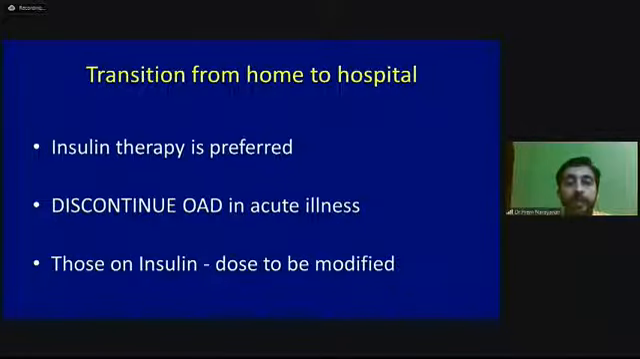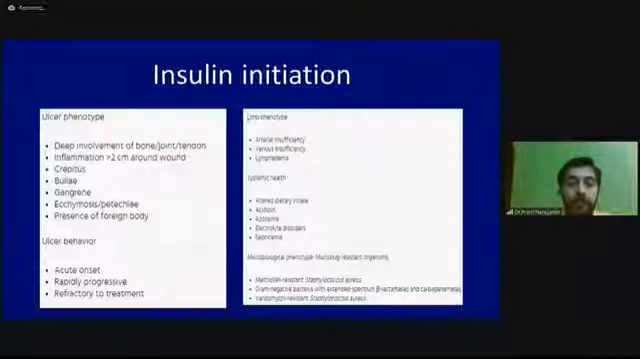Next, transition from home to hospital. Usually the patient was on OAD, and with diabetic foot or even sepsis, the patient is shifted to hospital. In that case, insulin therapy is the preferred choice. Discontinue OAD in acute illness, and those on insulin have to be monitored. That is, if they were on insulin pre-admission, and the patient was on premix insulin with uncontrolled glycemia on admission, the patient should be shifted to basal bolus. If the patient was already on basal bolus, then the regimen or the doses should be intensified.